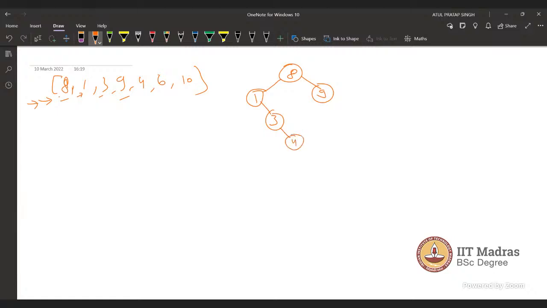Add this 4. 6 is less than 8. Greater than 1. Greater than 3. Greater than 4. Now empty place is available for 6. Now 10. So greater than 8. Greater than 9. And empty place is available. Add that. So this is the binary search tree creation way.